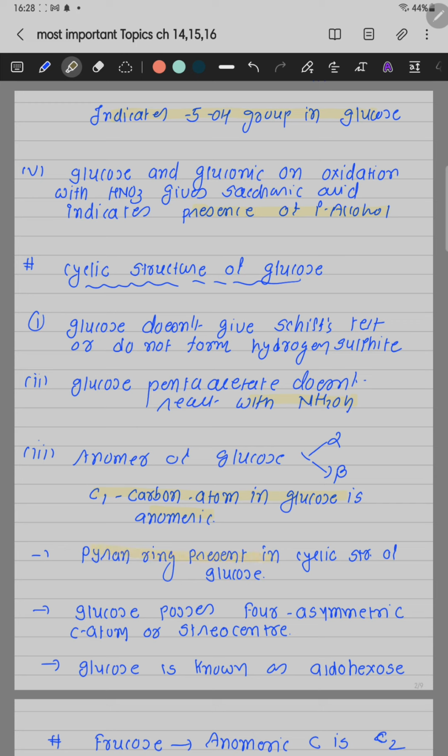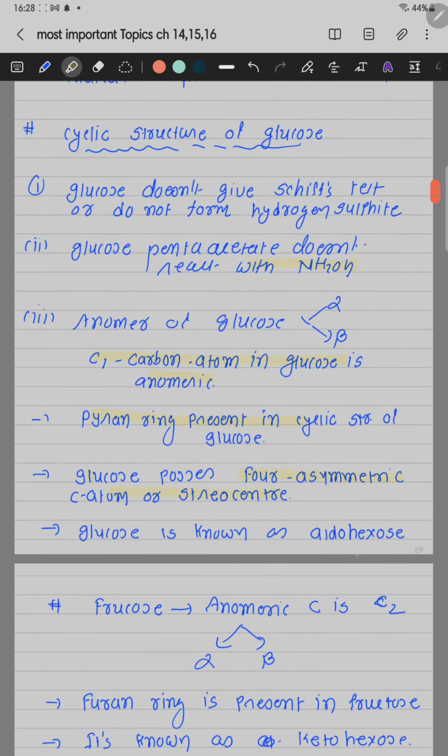Glucose is represented by a pyranose ring structure. Glucose contains 4 asymmetric carbon atoms or stereocenters. Glucose is also known as aldohexose. It is mostly dextrorotatory in nature.